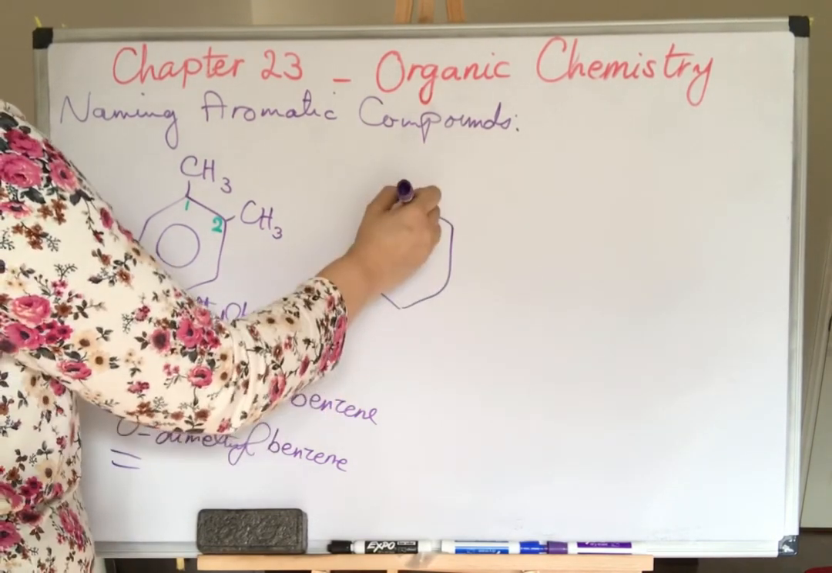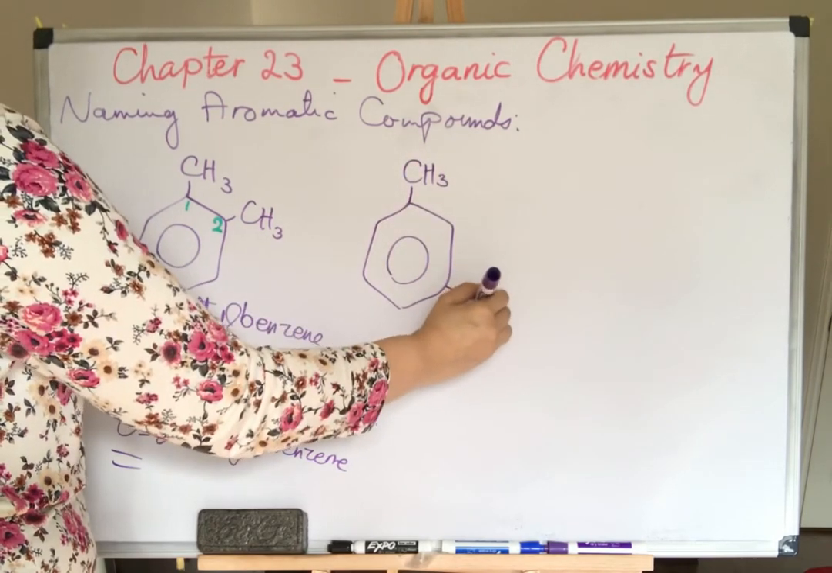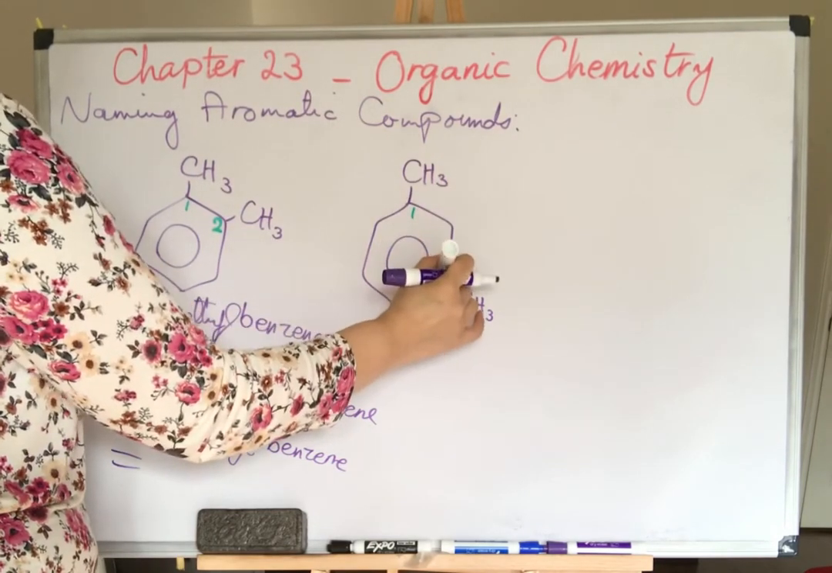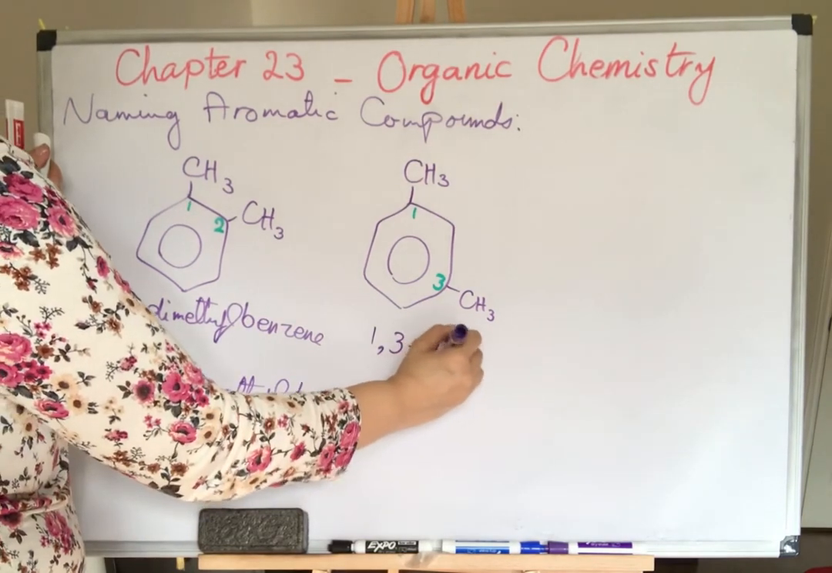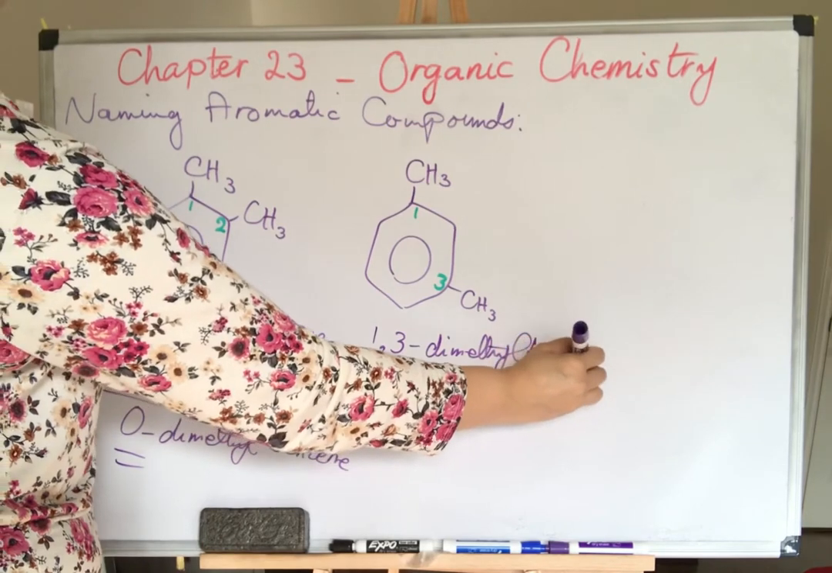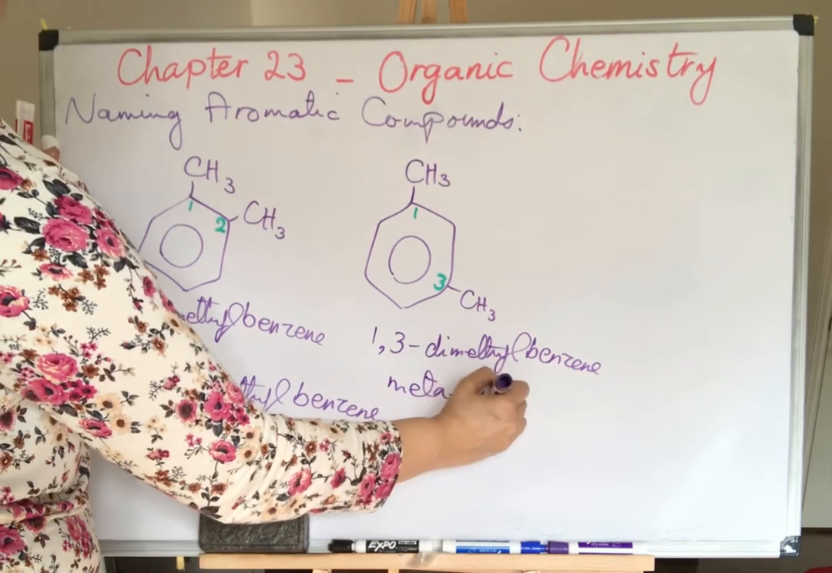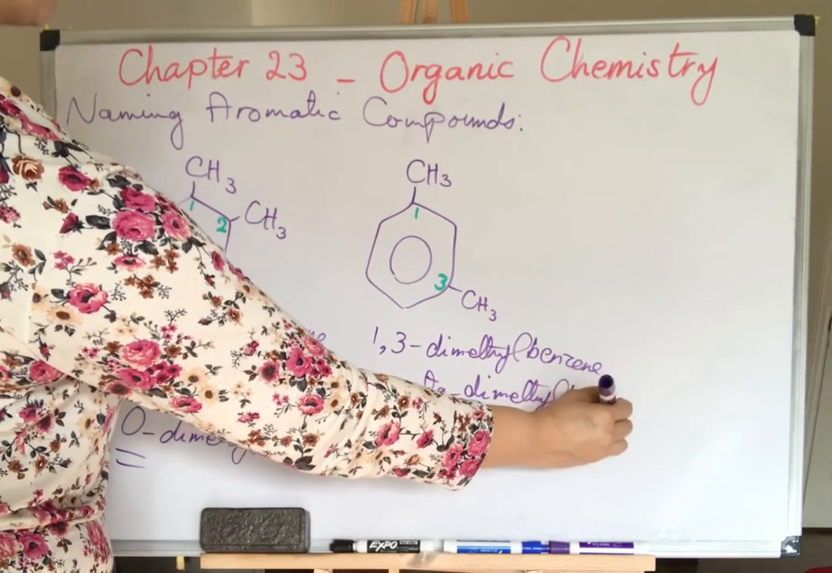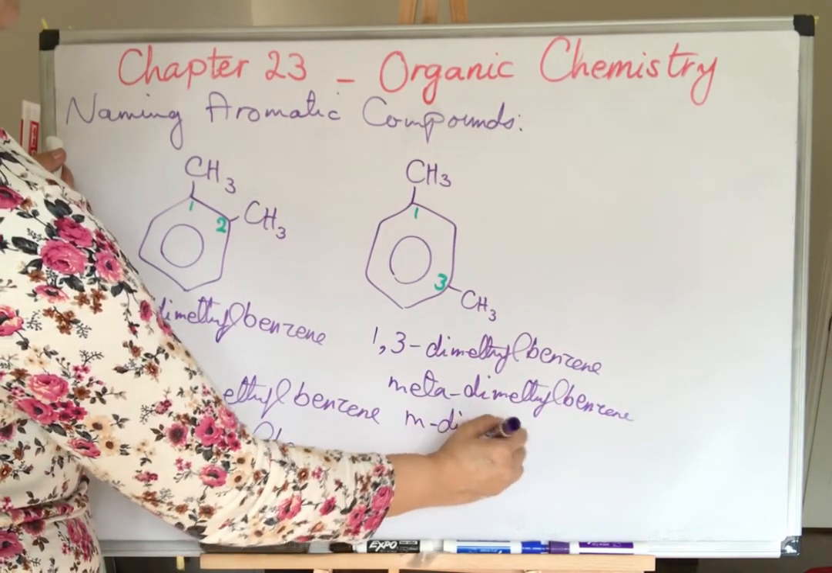If you have your branches on the first and on the third, then instead of 1 and 3, you name it meta dimethyl benzene, or just by the first letter M, dimethyl benzene.